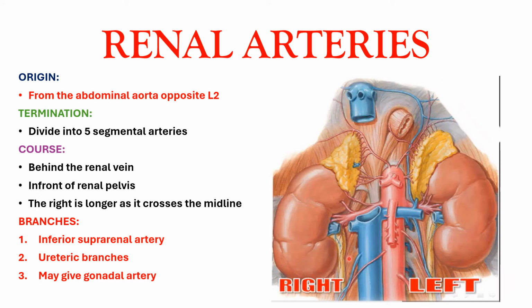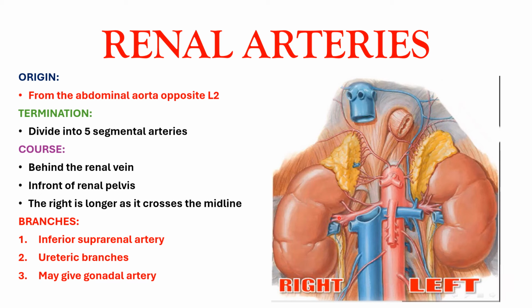Okay, so again, for the renal arteries, we look at the origin, we look at the termination, we look at the course, then we look at the branches. For the origin, we said it originates from the abdominal aorta opposite L2, the L2 lumbar vertebra. It terminates as 5 segmental arteries, and we said the kidney has 5 segments, unlike the liver that has 8 segments. So 5 segmental arteries. This is the left renal artery, this is the right renal artery.